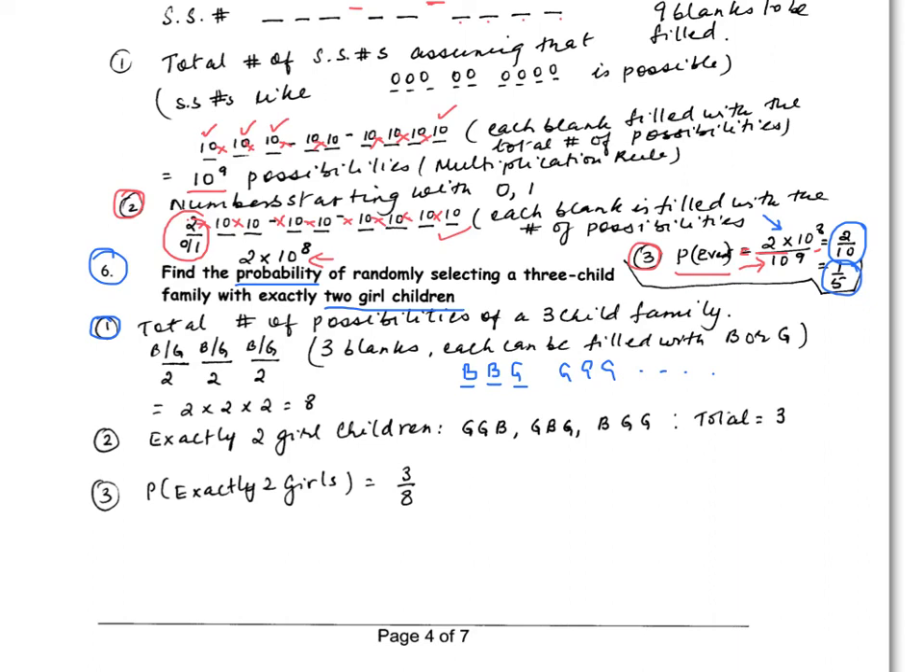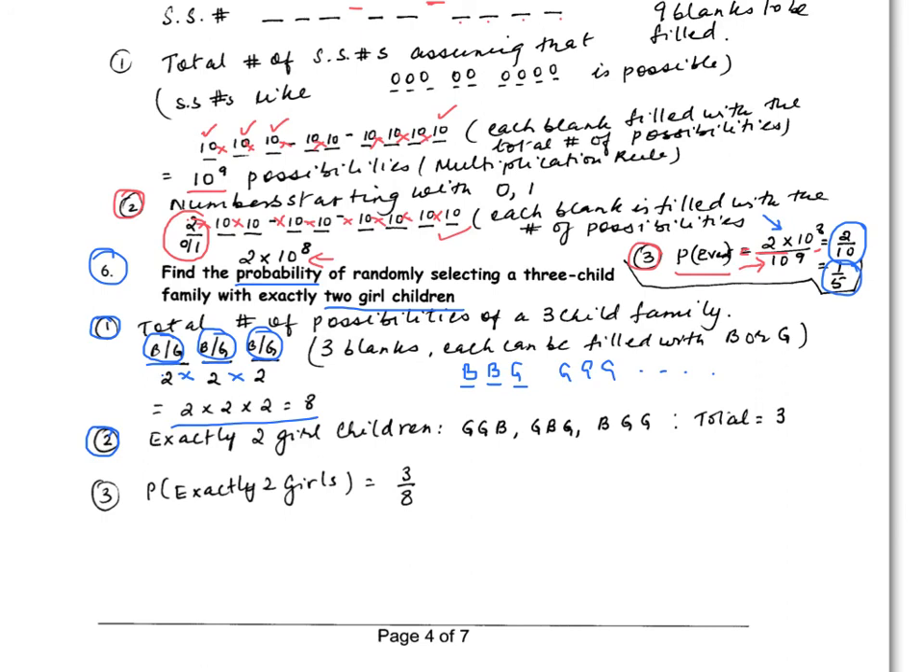So instead of listing all possibilities, let's do it using the counting principle or the multiplication rule. We have three blanks to fill. Each blank is a child in the three-child family. The first blank can be filled by boy or girl, which means the first child can be boy or girl. The second blank can be filled with boy or girl. Second child can be boy or girl. And the third blank can be boy or girl. So there are two ways of filling each blank, and a three-child family is complete only after you fill every single blank, that is, each of the three blanks. So the first blank can be filled in two ways, and the second blank in two ways, and the third blank in two ways. So the total number of ways of filling out all three blanks is 8, which is the same as saying the total number of possibilities in a three-child family is 2 times 2 times 2, which is equal to 8. That's our first step, figuring out the total number of possibilities.